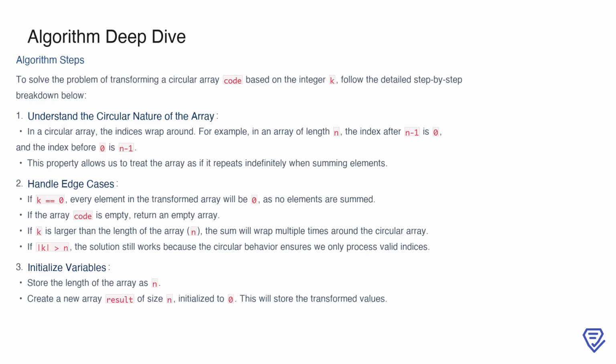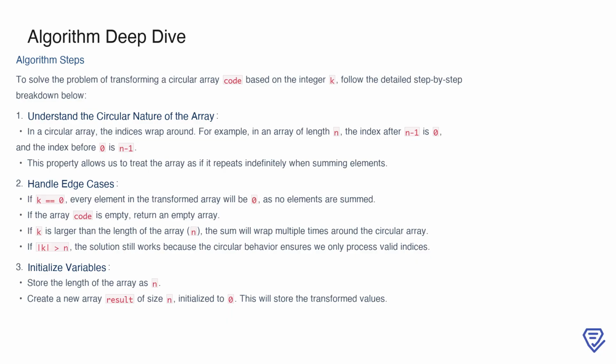Next, we need to address a few edge cases. If k is 0, the transformed array will contain only zeros because no elements are summed. If the array is empty, the result is naturally an empty array as well. For cases where k is larger than or equal to the length of the array, the sum wraps around multiple times, but the circular property ensures that we only process valid indices.